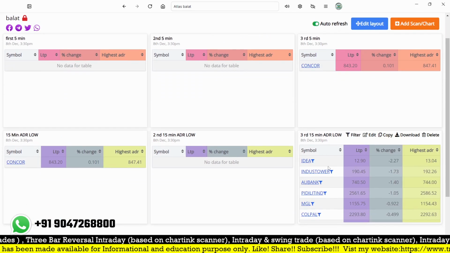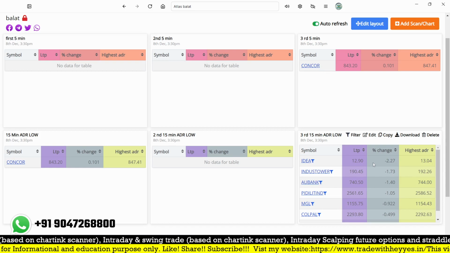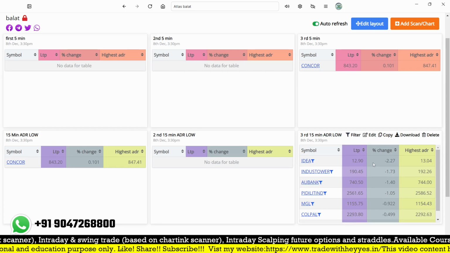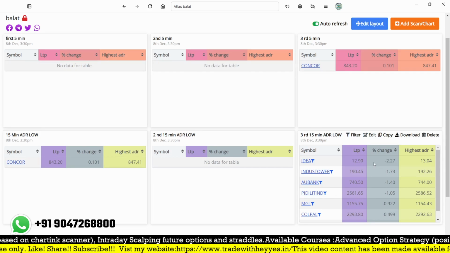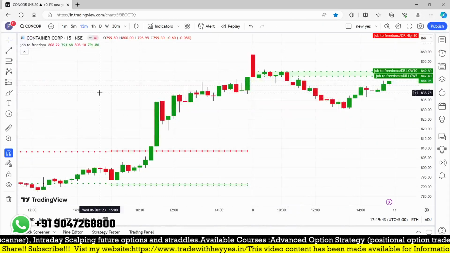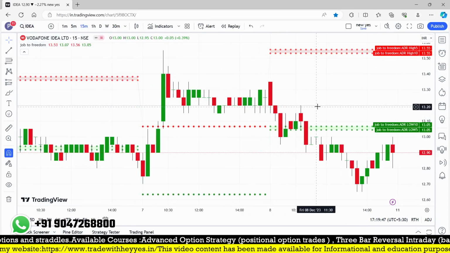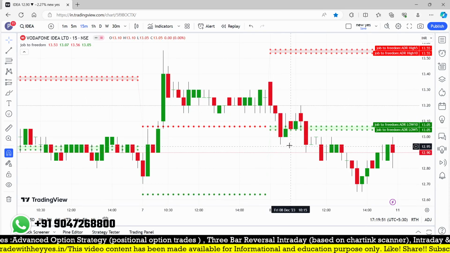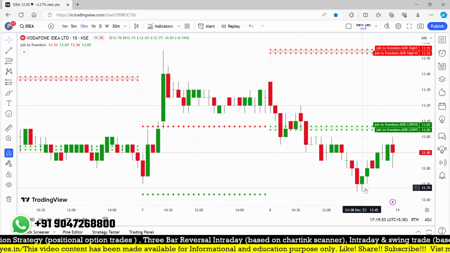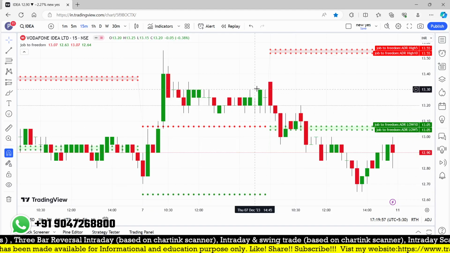And in the second 15 minutes also we don't get any stocks. In the third 15 minutes we have some stocks, like Idea, a low value stock with almost a high lot size. I don't want to go for this, but we will check this. Third 15 minutes, 1, 2, third. The third 15 minutes broke the low of 12.95. It came down to 12.65, but it's a maximum low. But I don't want to go for it.